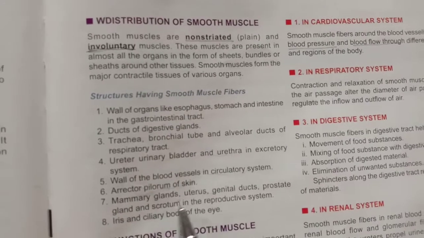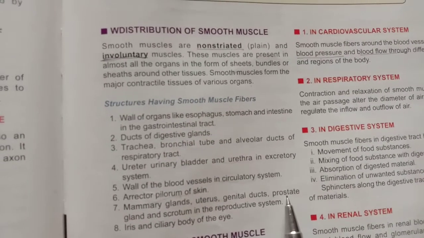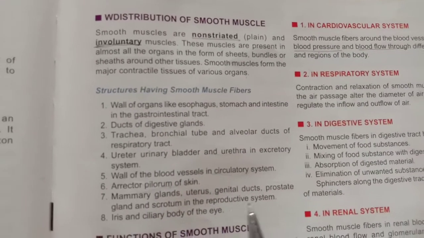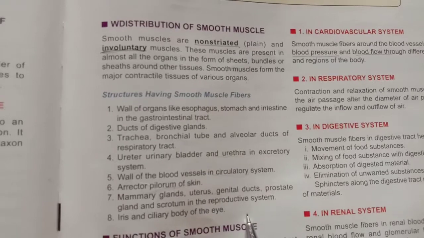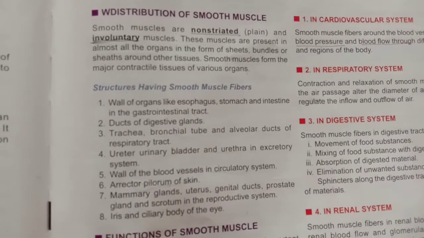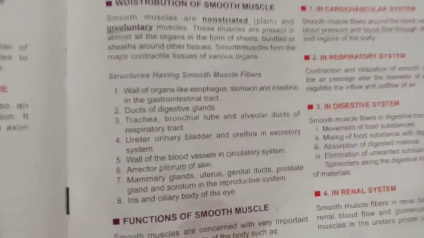Mammary glands, uterus, genital ducts, prostate gland, and scrotum in the reproductive system. Also the iris and ciliary body of the eye, so these are present in the eye also.